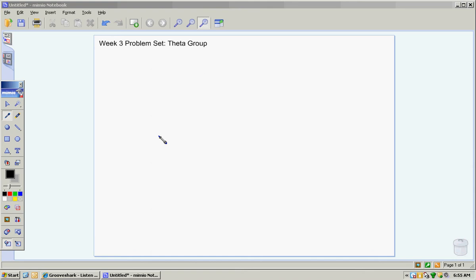Back here with week 3 problem set for the theta group. The first video is going to go through problems 1 through 6, and the second one will go through 7 through 12, just like last week.